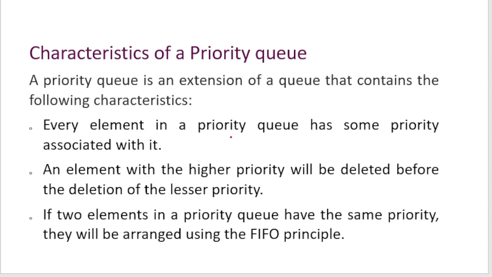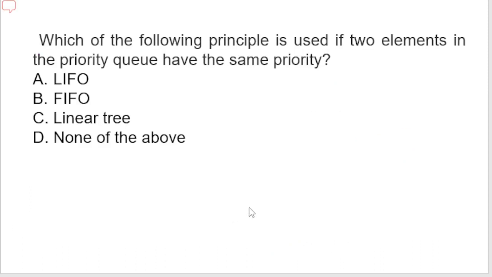So every element in a priority queue has some priority associated with it. An element with higher priority will be deleted before the deletion of lesser priority. If two elements in a priority queue have the same priority, they will be arranged using FIFO principle. That is very important, and it has already been asked in so many exams. If someone asks from priority queue, this question might come. Okay, let's see next question.